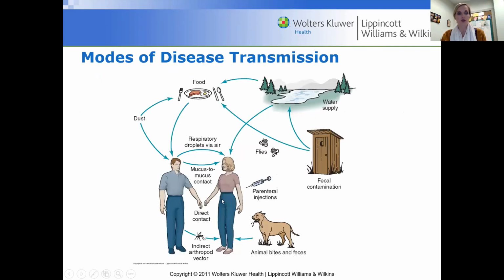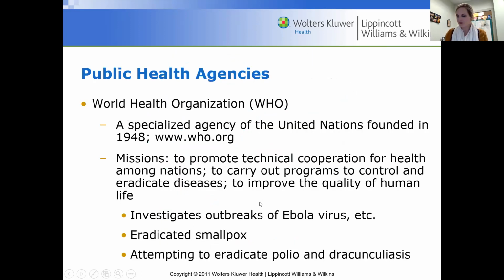And here's more of a visual example of all the things I just told you guys. So again, contaminated water supply and food, eating utensils are examples of fomites, dust that may make its way to that food, respiratory droplets, kissing, mucus to mucus contact, direct contact, arthropod vectors, there's a mosquito, again, animal bites, feces, coming in contact with that, and parenteral injections. So all kinds of different modes of transmission there.